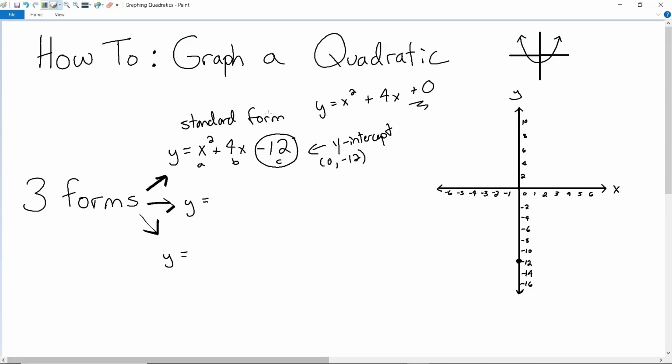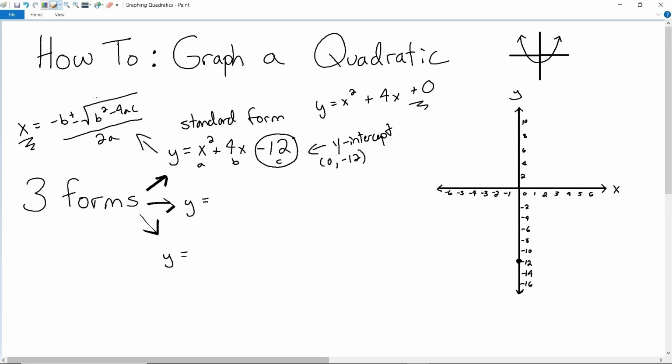Okay. Second piece of info that we get is if we use our A, B, and C terms with the quadratic formula, we are going to get our zeros. So if we plug in A, B, and C here, we would get the x values that lie on our x-axis. In other words, we would find our x-intercepts.